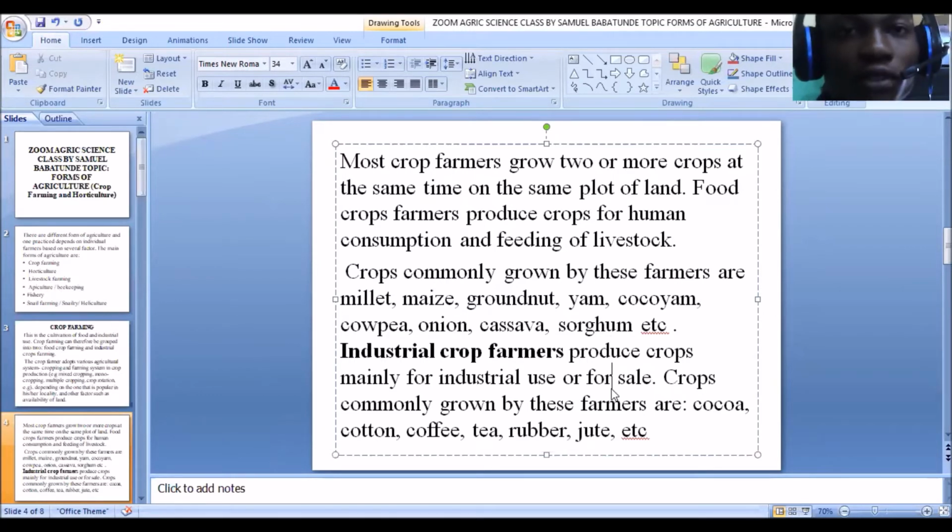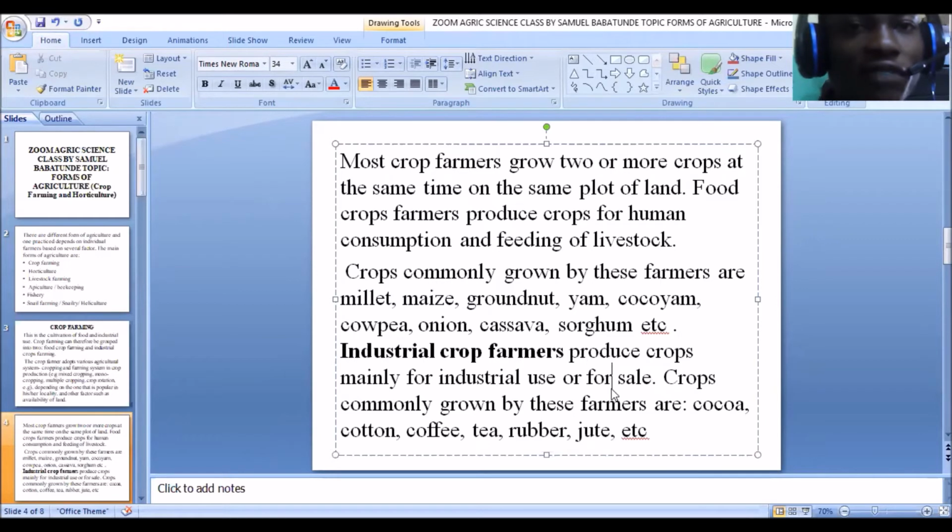And these crops include cocoa, like I told you. Cocoa has to be processed into various beverages which you consume today. But if you notice, when it is being cultivated, it's not cultivated to be consumed directly, but for industrial use. Unlike maize, which is a food crop, that once this maize is produced, you just consume it.